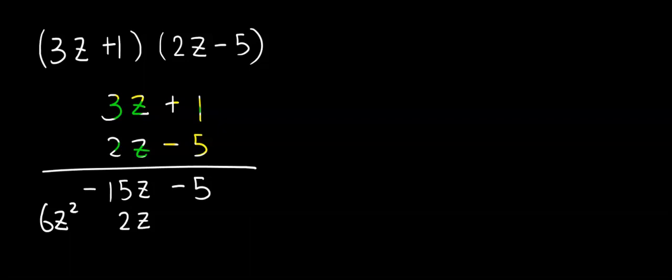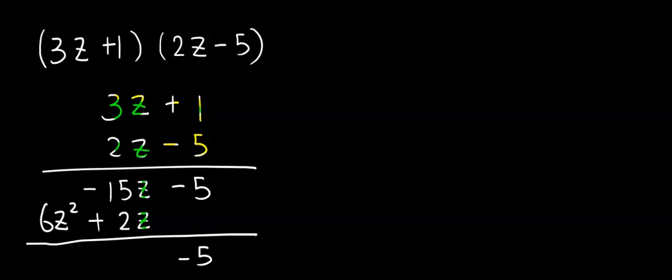6z squared. Did you see I line them up? I have z to the 1st power lined up. Okay? Alright. Now the last one is I'm going to add it. Negative 5, drop down. Negative 15 plus a positive 2. You can write down positive 2 here. And it is negative 13z. And drop down 6z squared. And we are done here.